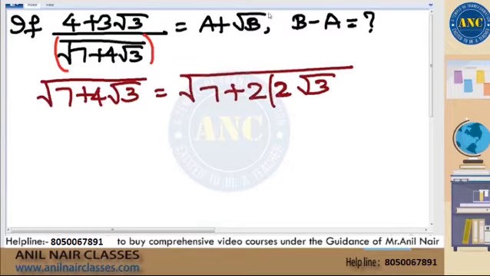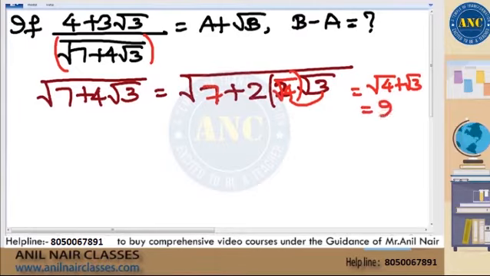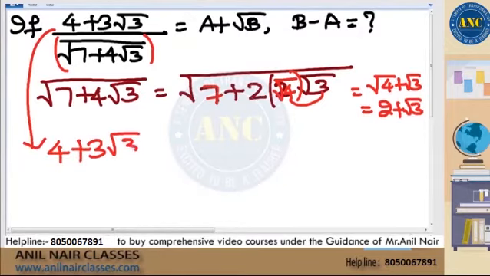That means I am replacing that 2 as square root of 4, and 4 plus 3 is nothing but 7. That means directly I can write it as root 4 plus root 3, right? Root 4 is nothing but 2. It is 2 plus root 3. Now my question will reduce to 4 plus 3 root 3 divided by 2 plus root 3.